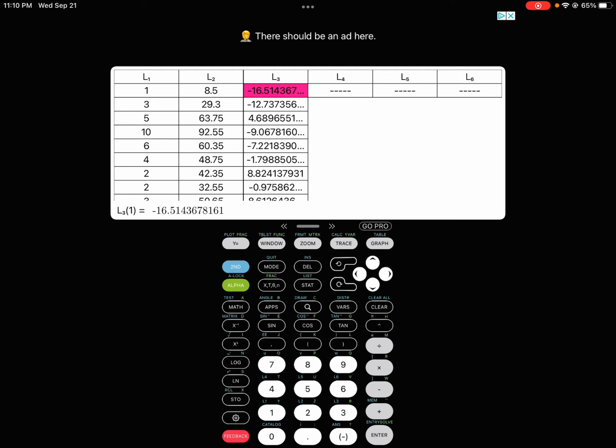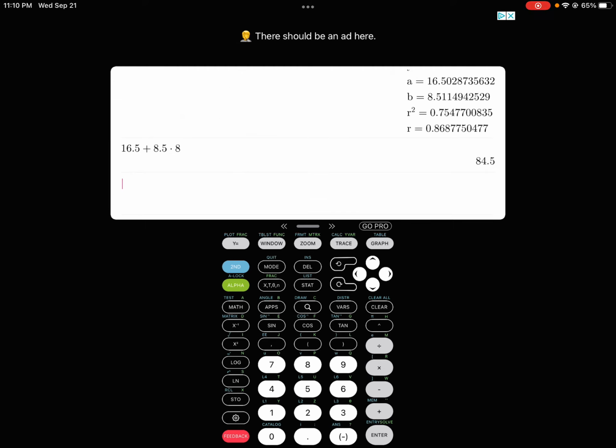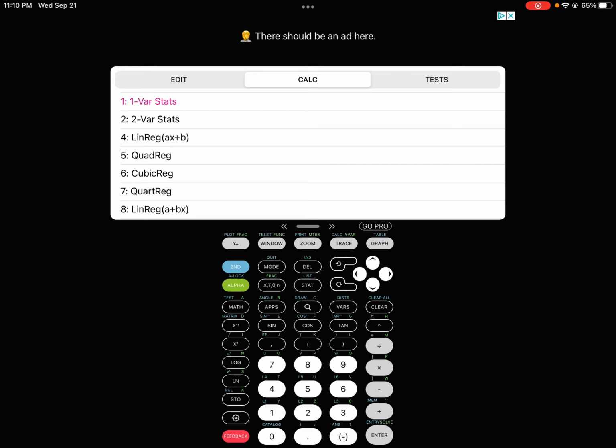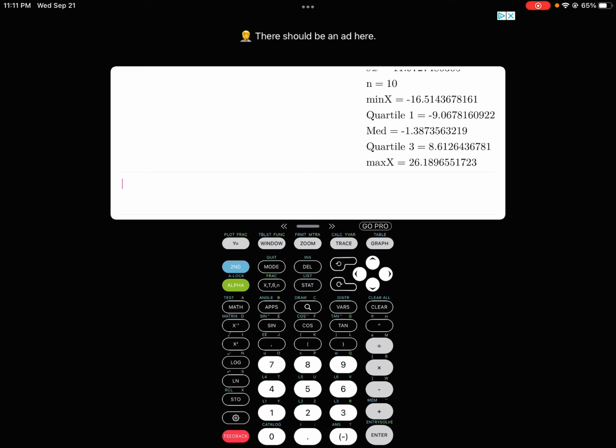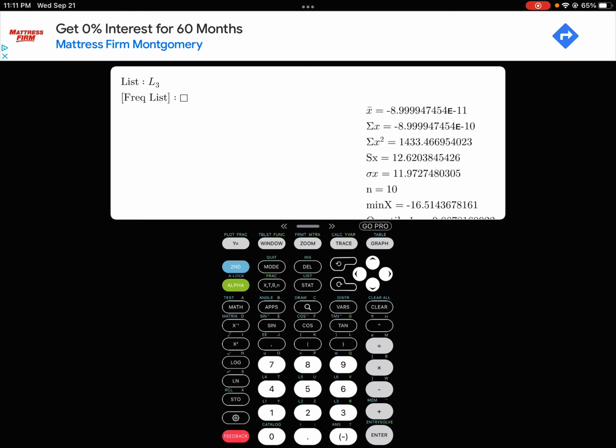Okay, so now that we have all of those residuals in list 3, in order to find the standard deviation of the residuals, I'm going to go stat, calc, one variable stats. One variable stats is where I find my mean, my median, my standard deviation. But I don't want to take it on list 1. I want to take it on where my residuals are located, which are in list 3. So I can see that the standard deviation of my residuals is 12.62.